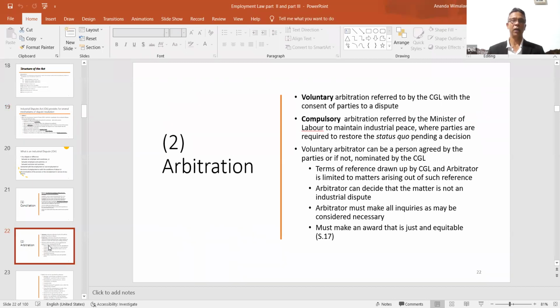So arbitration contains two types. One is voluntary arbitration, and the second one is compulsory arbitration. What do you mean by voluntary arbitration?